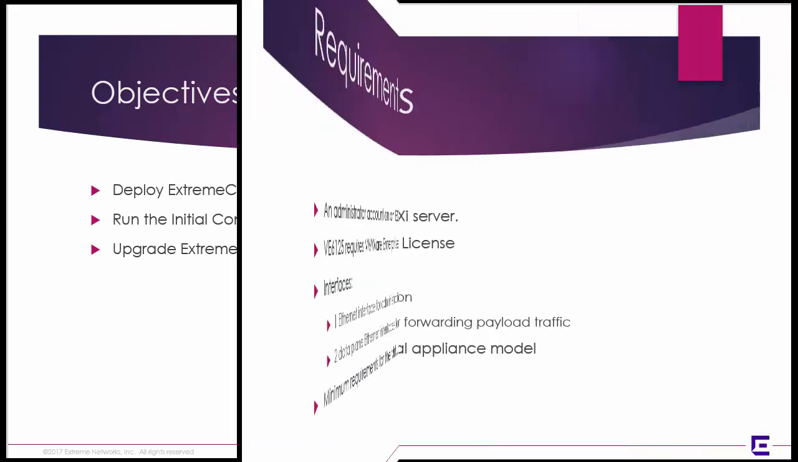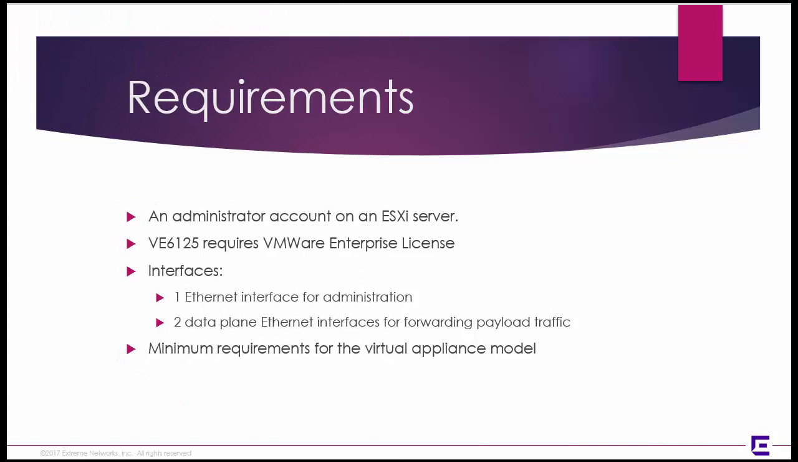The virtual appliance has the following prerequisites: an administrator account on an ESXi server. The VE6125 requires a VMware Enterprise license. The virtual appliance is configured with one Ethernet interface for administration and two data plane Ethernet interfaces for forwarding payload traffic. If all three interfaces are used, we recommend connecting them to separate virtual switches in the host server. Make sure the server meets the minimum requirements for the virtual appliance model.